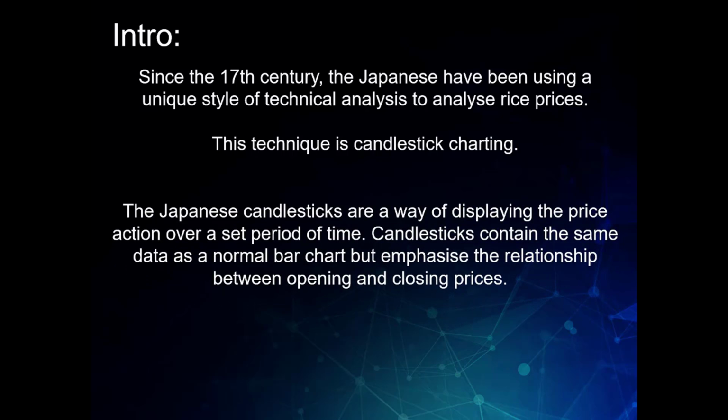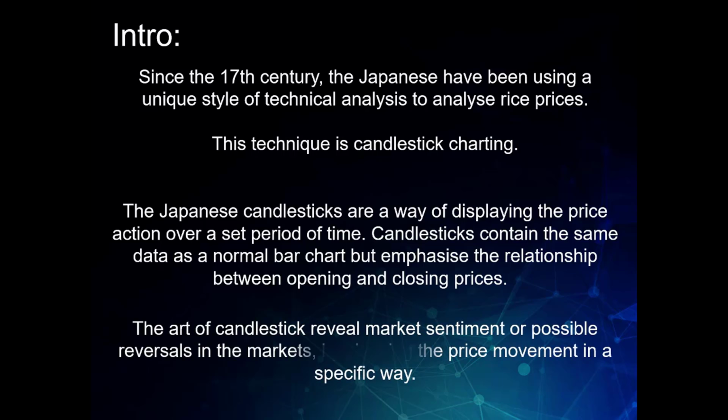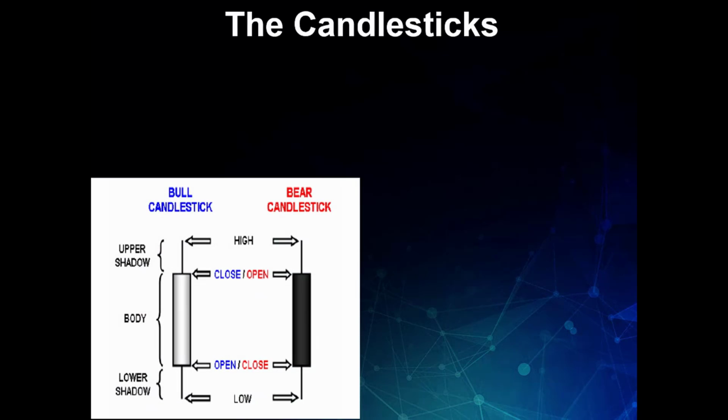The Japanese candlesticks are a way of displaying the price action over a set period of time. Candlesticks contain the same data as the normal bar chart, but emphasize the relationship between the opening and closing prices. The art of candlesticks reveals market sentiment or possible reversals in the markets by showing the price movement in a specific way. Here is a graph of a bull candlestick and a bear candlestick.